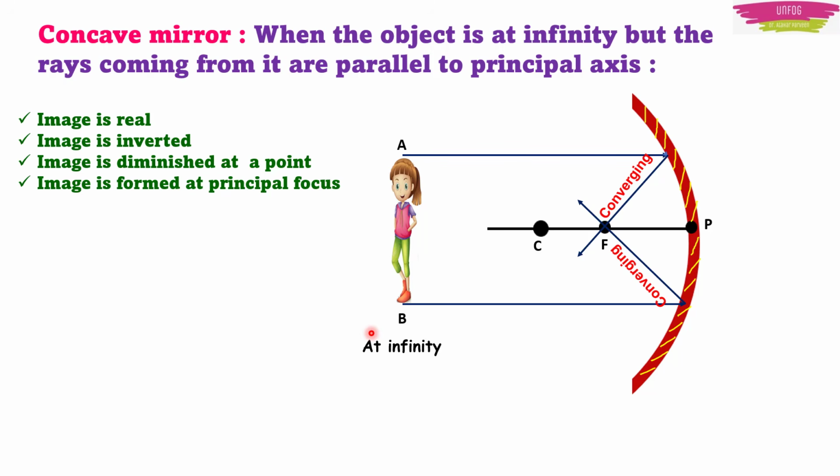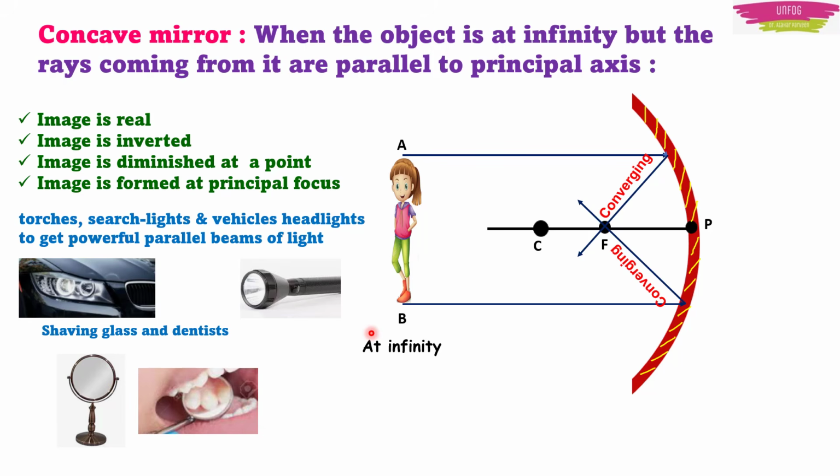Because of this speciality of converging the light, the concave mirrors have some good applications. These are the applications. They are used in torches, searchlights and vehicle headlights so that you have a powerful parallel beam of lights. Also they are used in shaving glasses and dentists also use them because if the object is smaller, then the image formed is bigger here. If the object is bigger, then the image formed is smaller here.